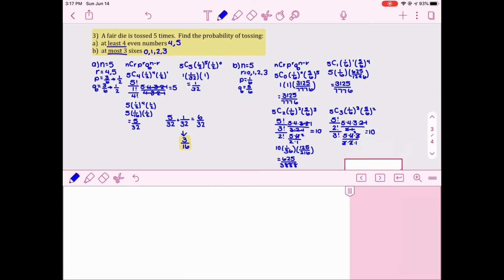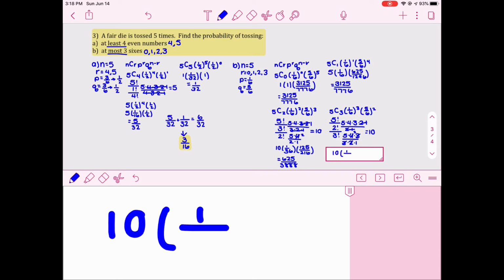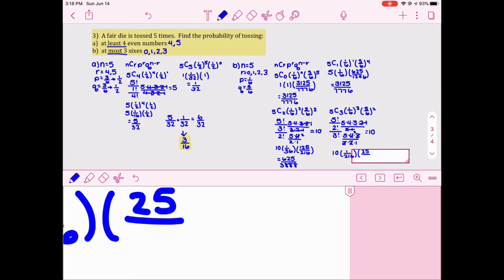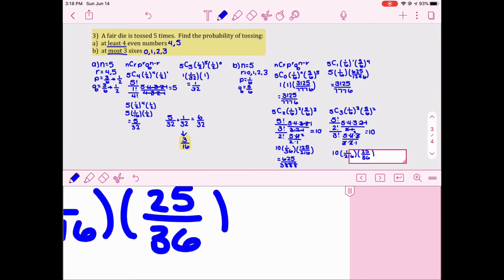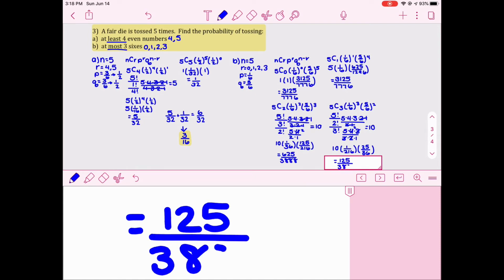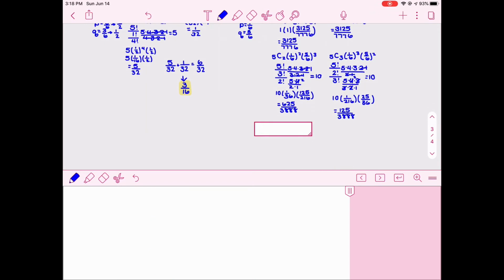So that equals 10, and then we have 1/6 cubed, which equals 1 over 216, and then 5/6 squared, which is 25 over 36. And you multiply all that together, and you get 125 over 3,888. Now, just like for part A, you have to add all 4 fractions together.